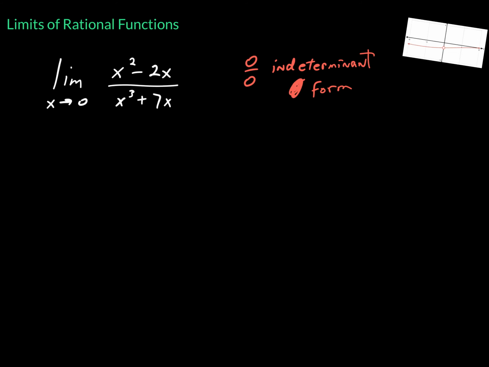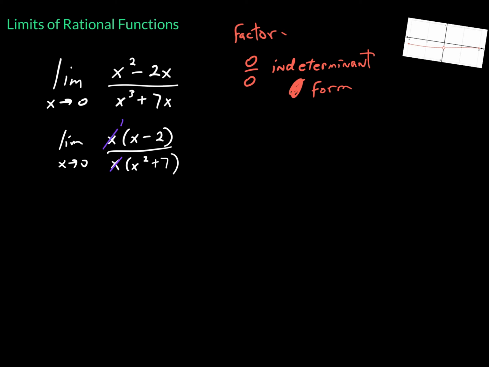The next plan of attack when that happens is try to factor. Okay, so here's what we're going to do. We're going to factor this one and see what happens. The limit, as x is approaching 0, the numerator has a common factor. And if you take out that common factor, you get that. The denominator also has a common factor. And once you factor, then and only then can you start canceling out common factors.